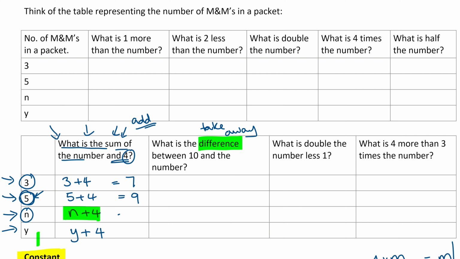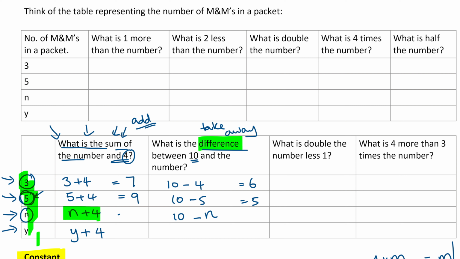So the word difference means just to take away. What is the difference between 10 and the number? Our number would be 3. Again, we're just referring to the numbers in the left column. So it would be 10 minus 4, and we can simplify that. That equals 6. Then 10 minus 5 is equal to 5, and so on. Now we've got 10 minus n, and again, we cannot work that out unless we know what n is. So we just leave it.